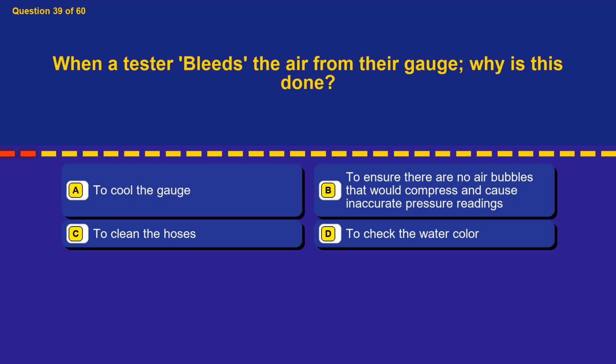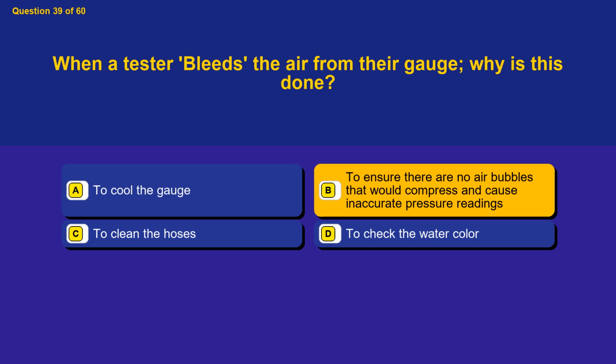Question 39. When a tester bleeds the air from their gauge, why is this done? Option A, to cool the gauge. Option B, to ensure there are no air bubbles that would compress and cause inaccurate pressure readings. Option C, to clean the hoses. Option D, to check the water color.